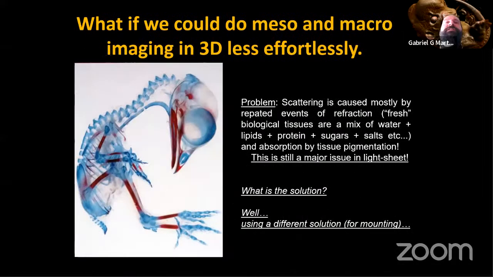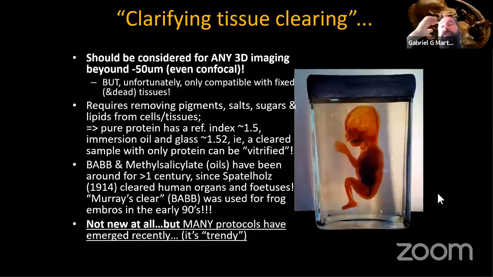So what if you want to do things even larger than what you do on your conventional light sheet microscopes, like a whole chicken after it was born or something like that? This is far too large for any light sheet microscope. Well, you can take advantage of technology similar to what's used in X-ray medical imaging. But instead of using X-rays, you can use light. We just need to make the tissues transparent.